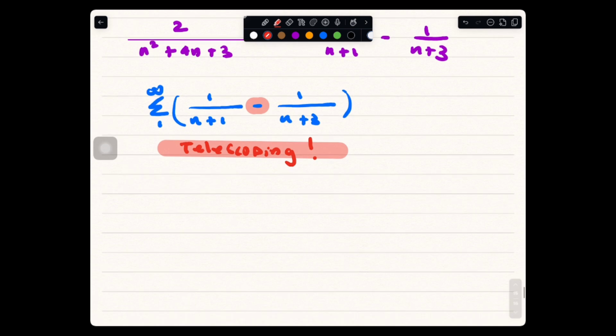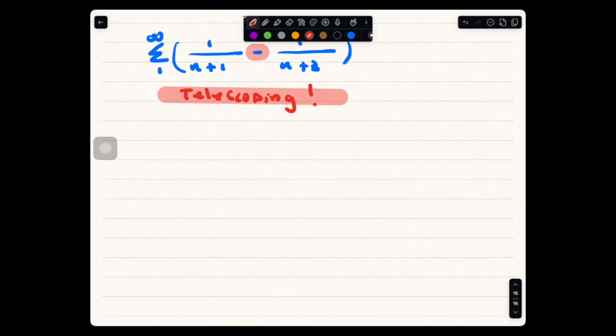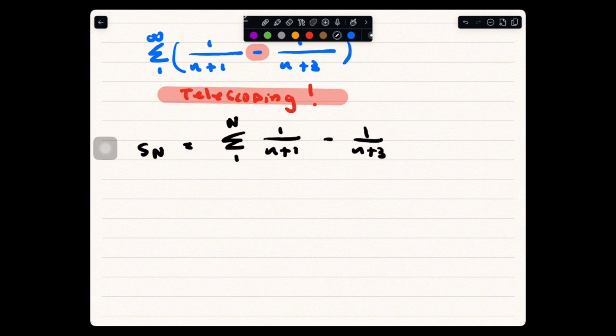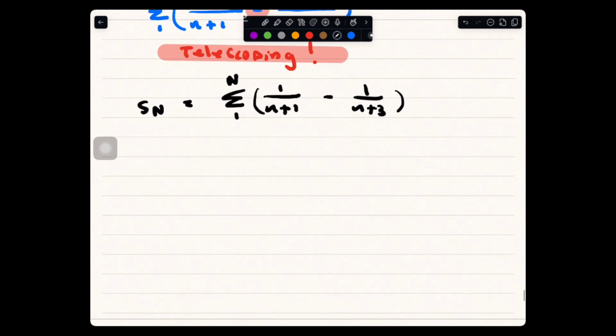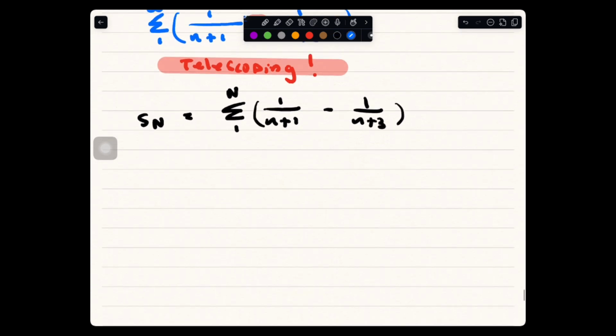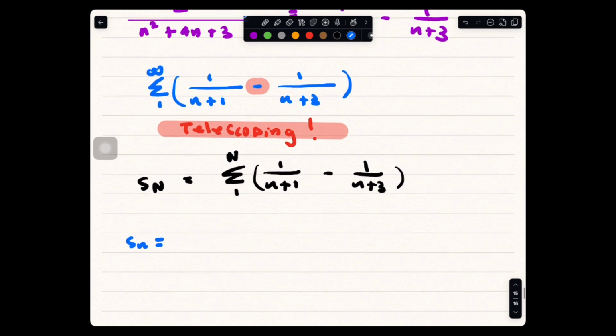So, okay, sequence of partial sums, what does that look like? Well, we're going to say S big N is the sum from 1 to big N of 1 over n plus 1 minus 1 over n plus 3. So start looking at the terms, ladies and gentlemen. That's where you have to start. We've got to look at the terms and then see which terms go away.